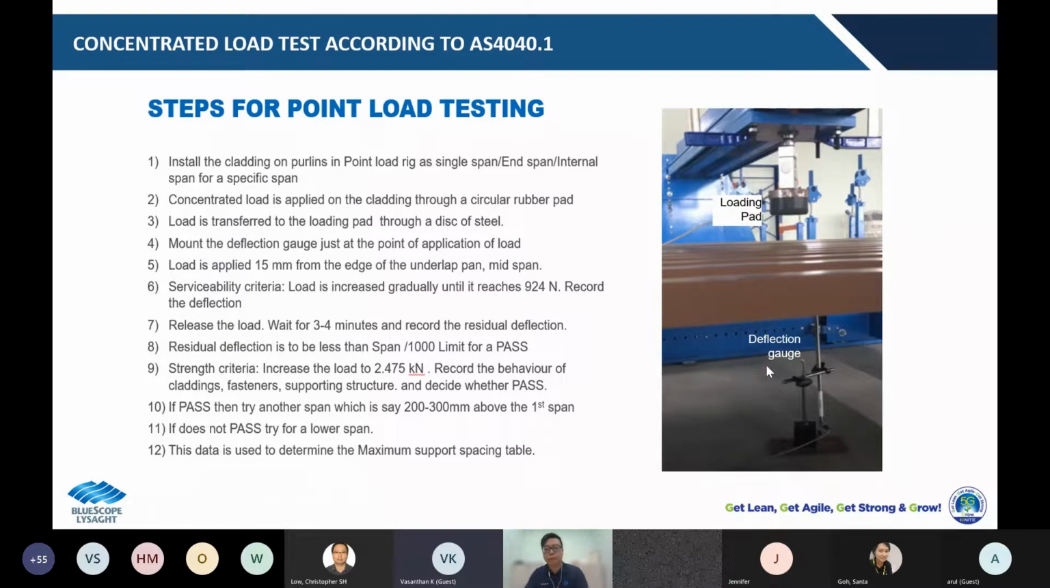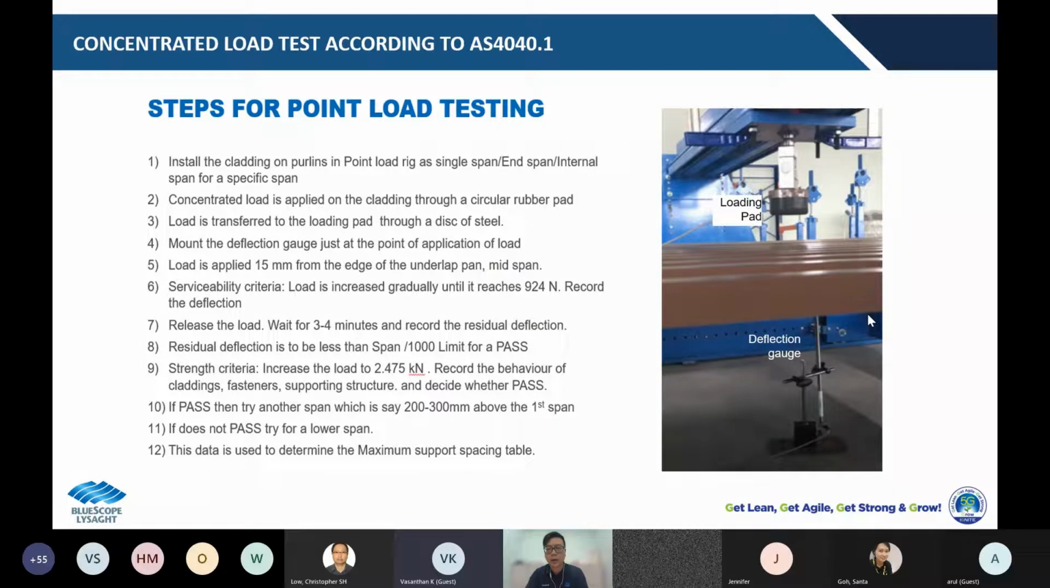Upon the load being released, we'll wait for 3 to 4 minutes. Then we see whether the cladding can go back to the original flatness. The guideline is span over 1000. Which means, let's say it's 1.2 meter, we have to get back to at least 1.2 mm or less than that, then it's deemed that this serviceability is passed.